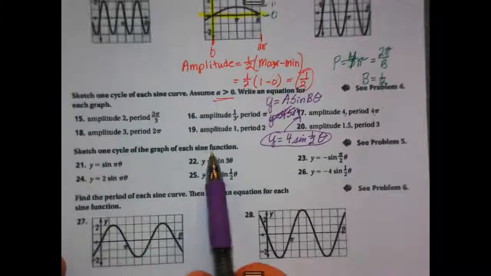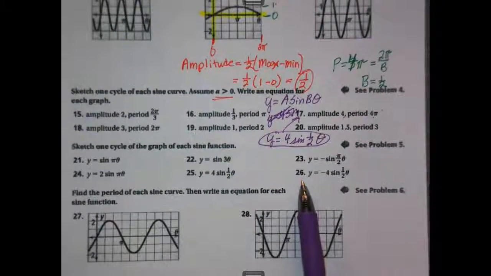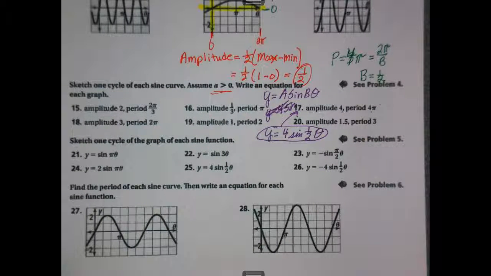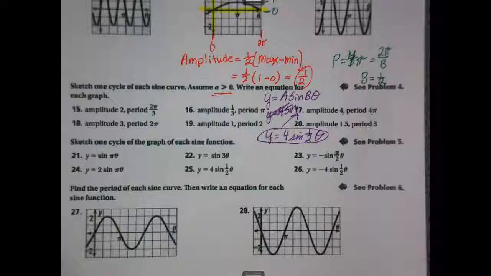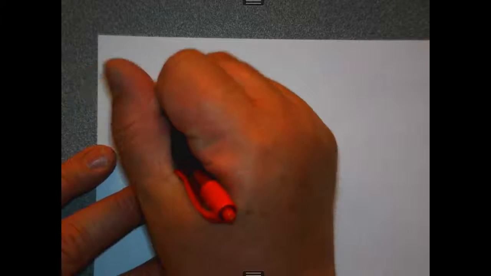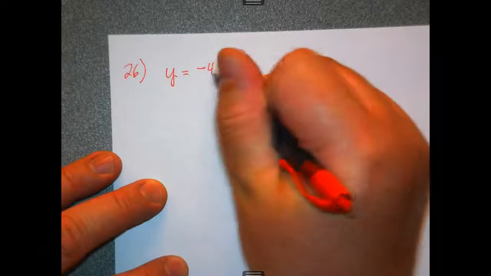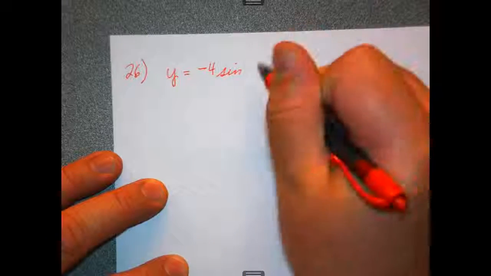Sketch one cycle of the sine function, so we have to graph it. Let's do one of these. 26. Are you ready? Y equals -4 sine 1/2 theta.